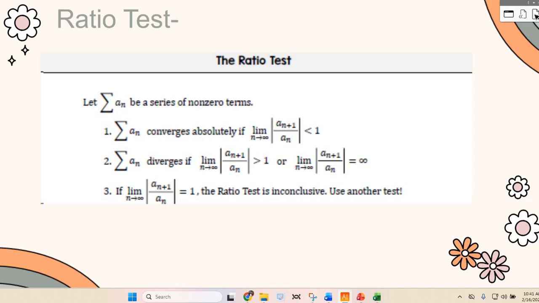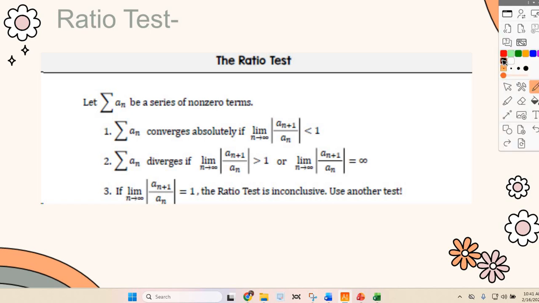So this is basically like just a continuation of the limit comparison test. Okay. Kind of, yeah. It's just a little bit broader.